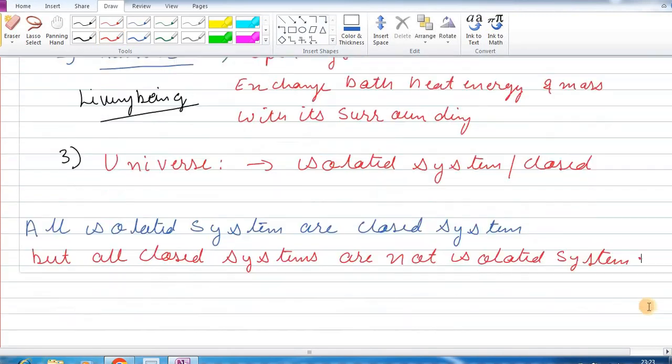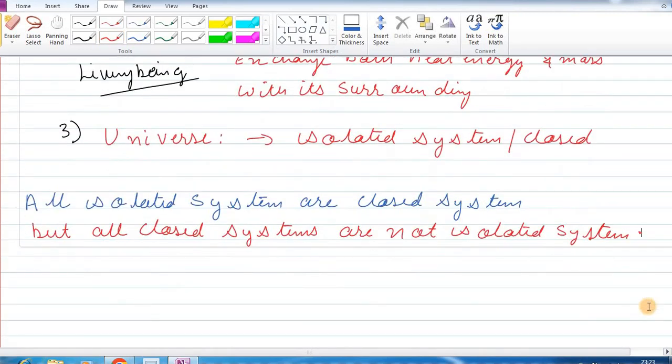For example, the universe is an isolated or closed system, but ice inside a closed bottle will be called a closed system but not an isolated system. If a closed system is able to prohibit the exchange of energy, if it is able to retain its energy and is not able to exchange energy with its surroundings, then only a closed system will be considered an isolated system. So this statement is true, but it is also true.